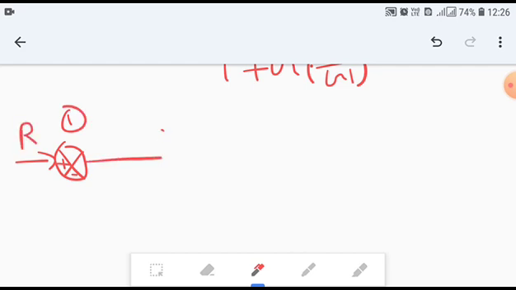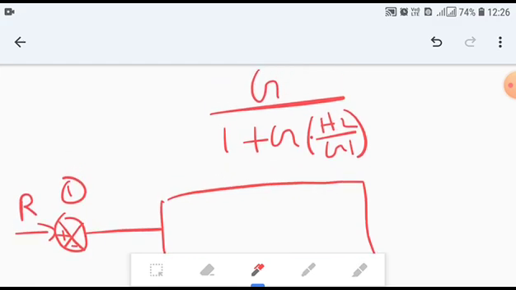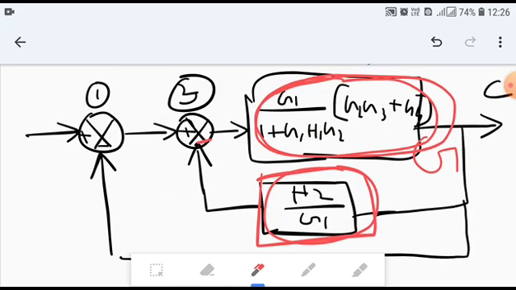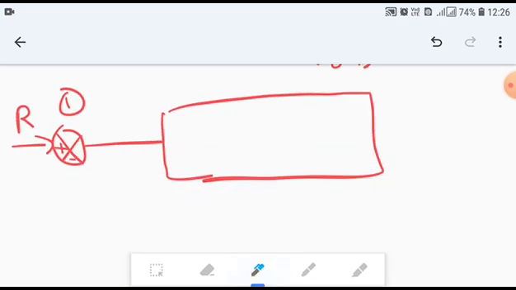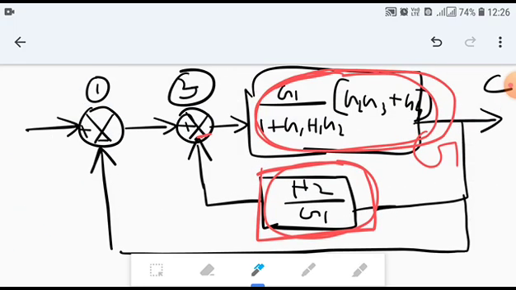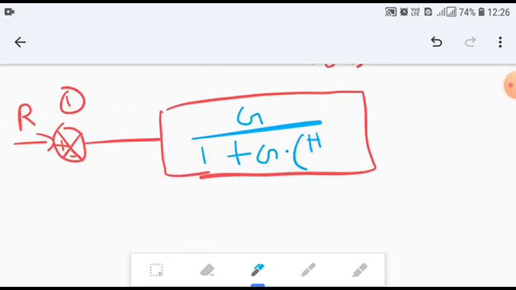and we have a big block. I'll write here G by 1 plus G into H2 G1, where G you have to substitute. It is better to substitute the values here, which is nothing but G1 by 1 plus... for now, G by 1 plus G into H2 G1, right, and output C.